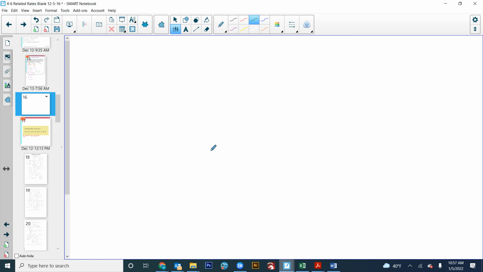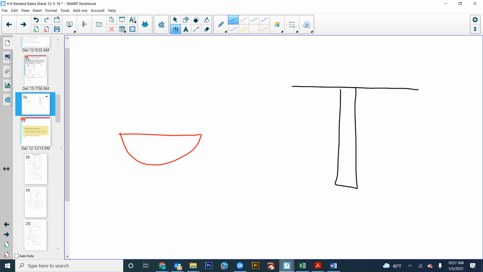Do you understand the picture? Here you go. Boat. Ooh, that's a deep boat. It's going to be pretty unstable. I apologize. Pretty buoyant.